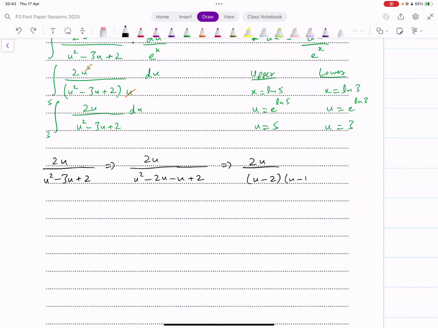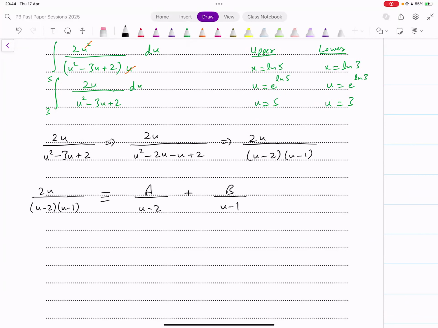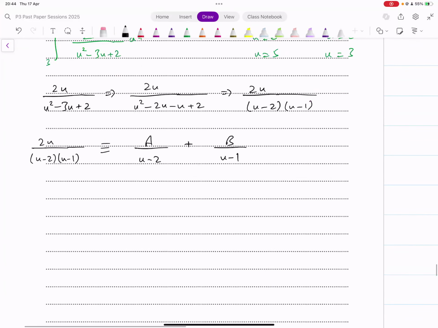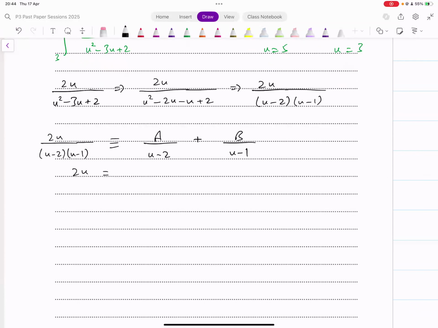Now, let's find partial fractions for this, 2u over u minus 2 into u minus 1. There are two fractions that we get for this: A over u minus 2 plus B over u minus 1. Multiply this on the other side. That gives you 2u identical to A into u minus 1 plus B into u minus 2.